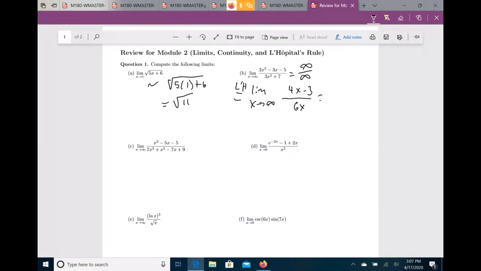What does it look like? It still looks like infinity over infinity, right? But that's fine. We've got to do it again. That's right. Here we go again. The derivative of 4x minus 3 is, of course, just 4. The derivative of 6x is just 6. And this then is 2/3 simplified.